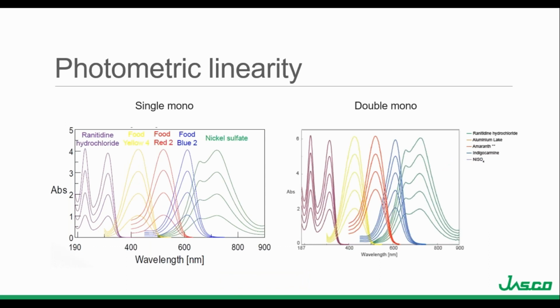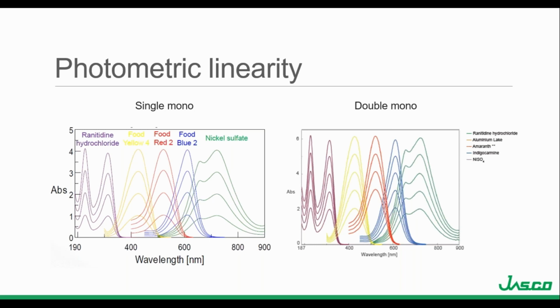Photometric linearity of an instrument also needs to be taken into consideration, especially for highly absorbing samples. Photometric linearity describes the accuracy of an instrument's absorbance range that can be measured accurately with increasing sample concentration, and is directly related to the monochromator's optics and the effects of stray light. So the image on the left shows the photometric range for our single monochromator instrument, while the image on the right shows the photometric range for the double monochromator instrument.